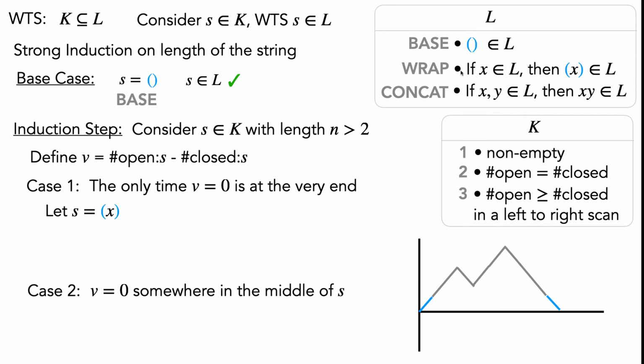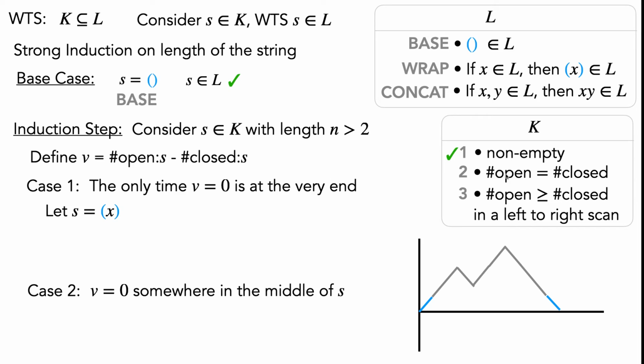We can only use the wrap rule if we can show that x is in L. And since we're doing induction here, in order to show that x is in L, we can use our induction hypothesis, and all we really need to show is that x is in K. Once we show that x is in K, we can cite the induction hypothesis and show that x is in L. So let's go through the three properties.